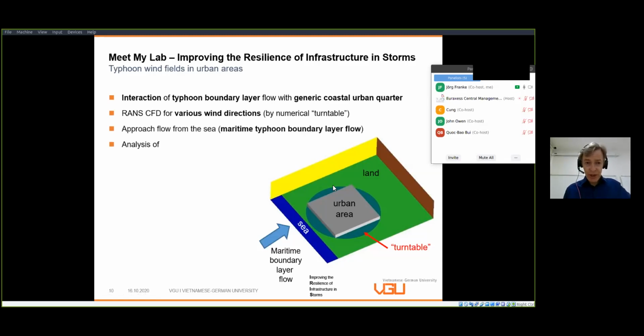The topics to be investigated: we want to know the local wind fields within the urban area. So we want to see how the urban area changes the wind fields when they come in with a typical profile over the sea for a typhoon. We want to compare it also with a standard neutral atmospheric boundary layer flow and see whether there are substantial differences, and also investigate the influence of these different profiles that I showed you.